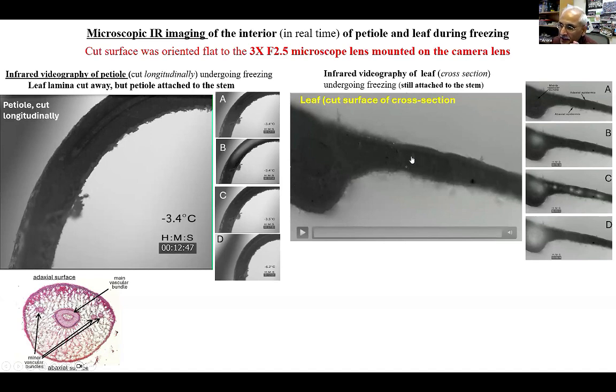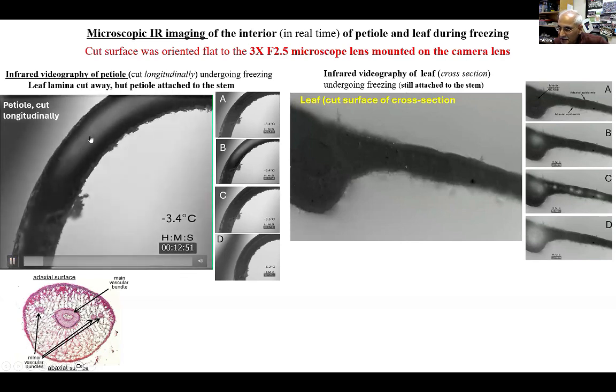And we pictured these things with the help of a microscopic lens, which was mounted onto this infrared camera. So the camera is mounted with the lens, and the lens is facing these cut surfaces, as you can see. And that's when we started the videography during this freezing event. Okay, so let me play this for you.